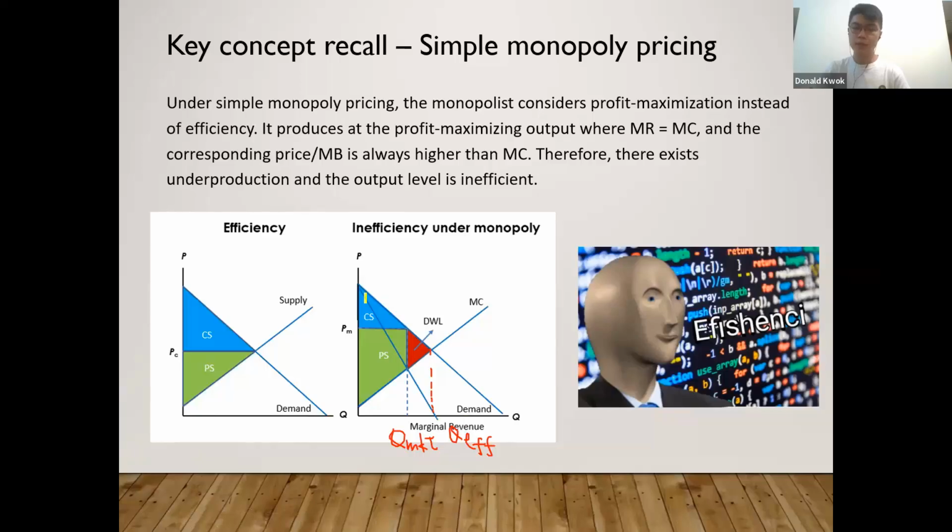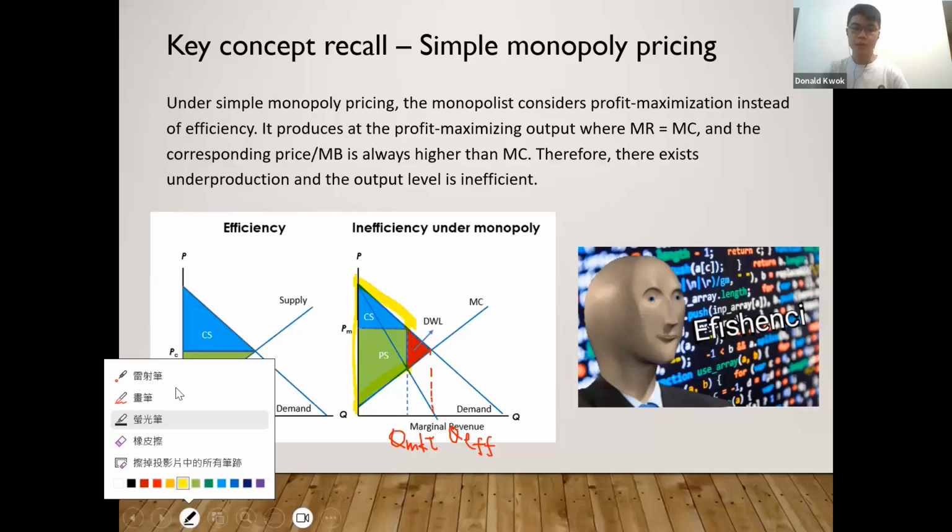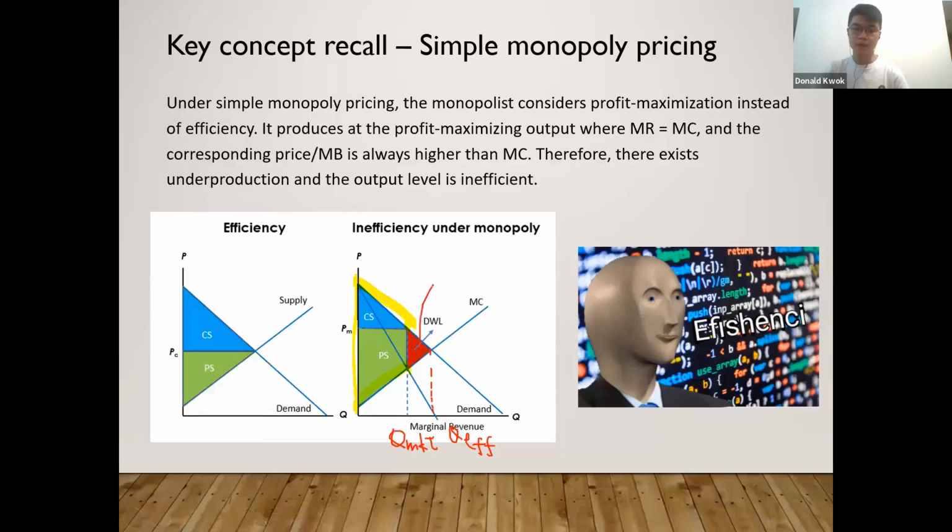At the market quantity, the total economic surplus would actually be this trapezium, right? Compared with the point where total economic surplus is maximized at the efficient point, then there will be the deadweight loss here, the unattained total economic surplus, the red triangle.